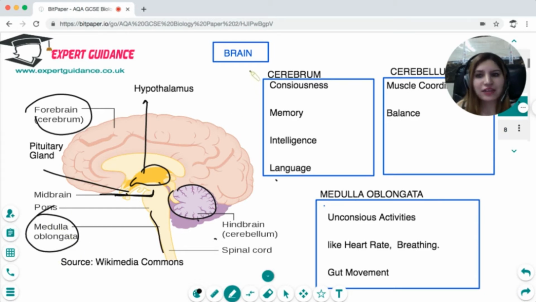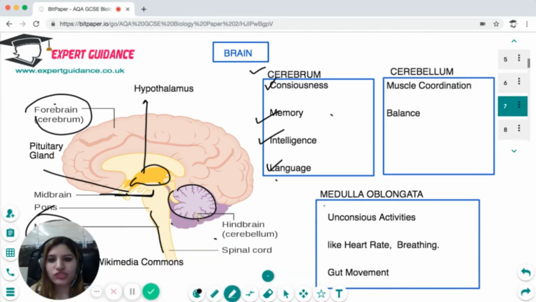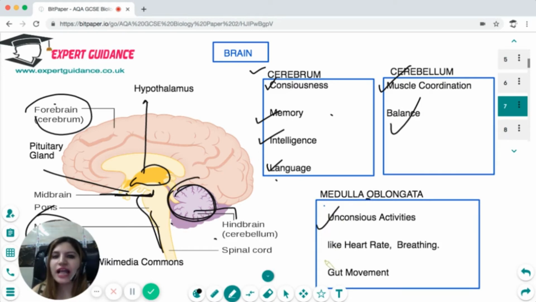Now the cerebrum, which is your forebrain, is responsible for your consciousness, memory, intelligence, and language. The cerebellum, which is the hindbrain here, a round circle, is responsible for muscle coordination and balance. And this long stalk, the medulla oblongata, is responsible for unconscious activities like the heart rate, the breathing rate, and the gut movement. So you should know the labeling of each of these parts along with the function.